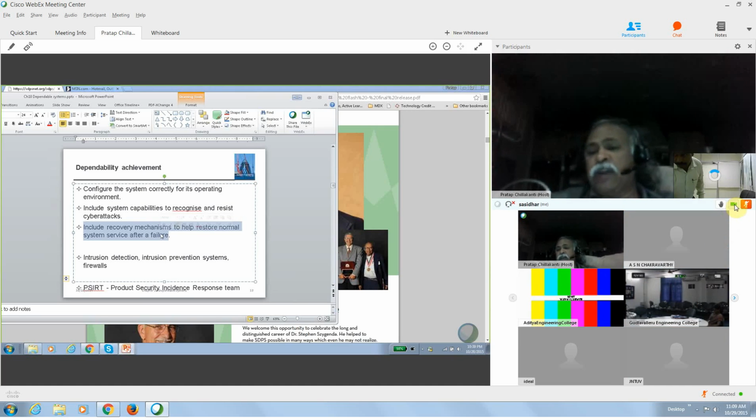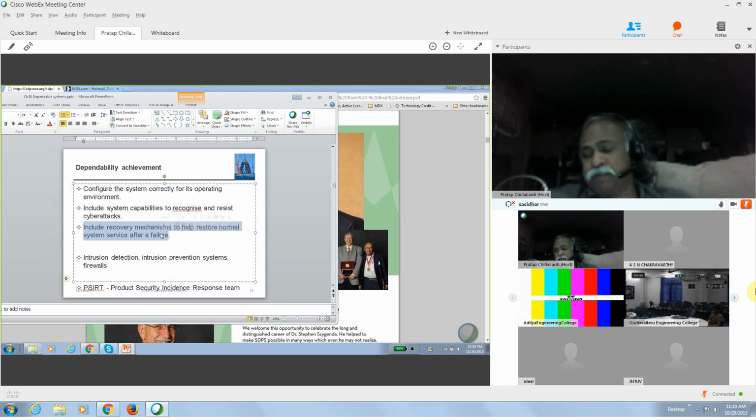So in your database class, you would have learned about some of these concepts about high availability, right? And then how do you replicate databases? How do you keep them in sync? All those things would be part of designing and developing a dependable application or a system.